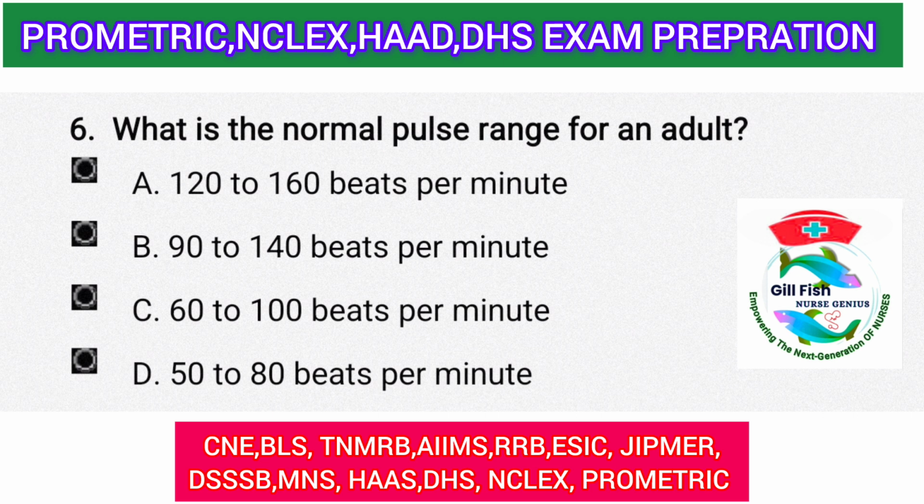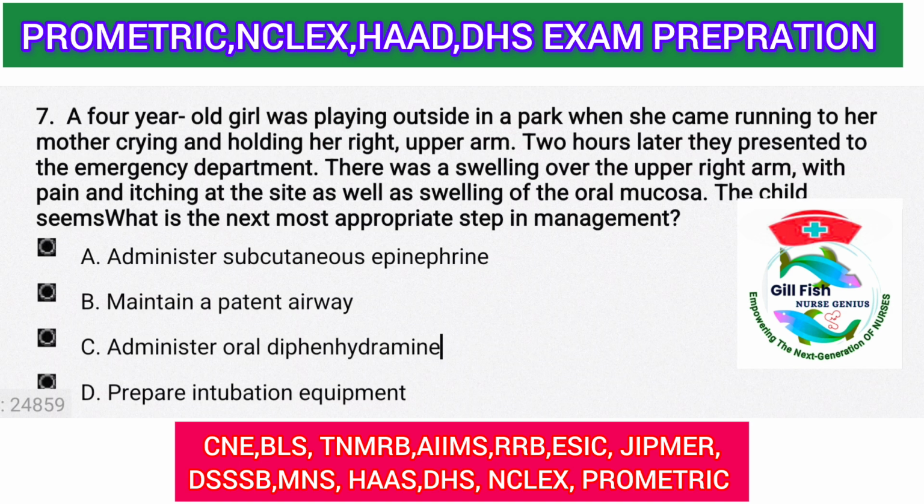Option C, 60 to 100 beats per minute, is the correct answer. Below that it is a bradycardia; if it is more than 100, it will be tachycardia. Everyone knows it. Okay, fine. Move on to the seventh question.